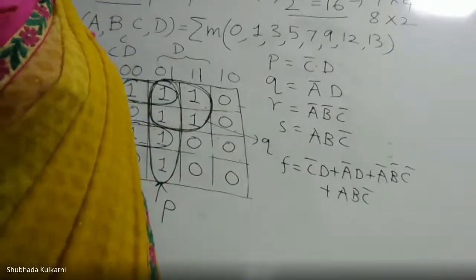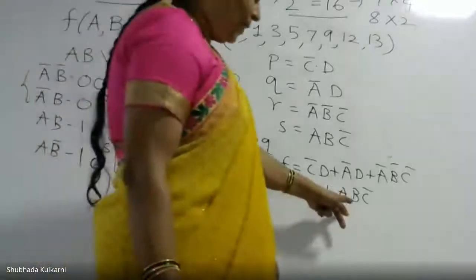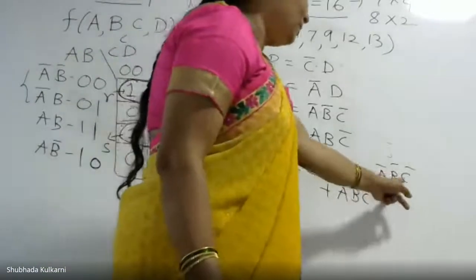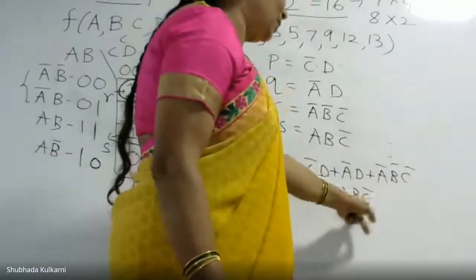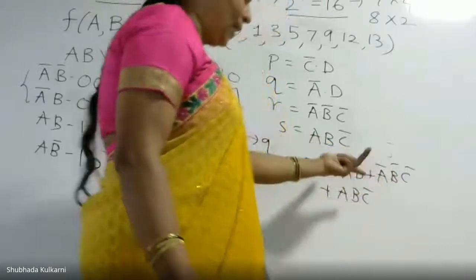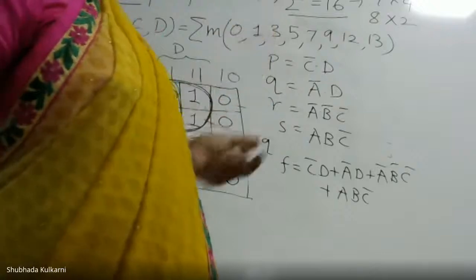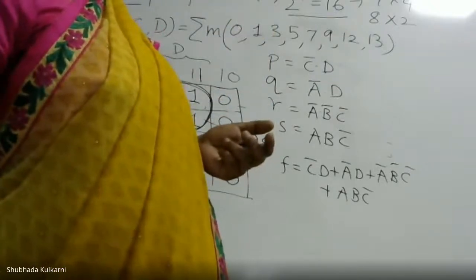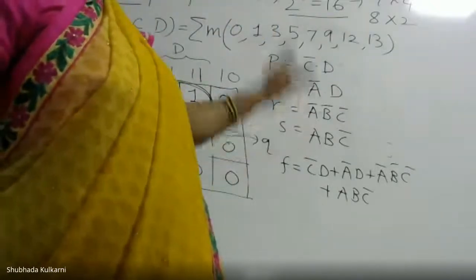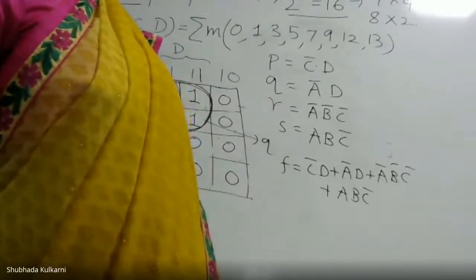If at all you find that something is common, you can simplify. Even look at this. It is A bar, B bar, C bar, and here A, B, C bar. Though C bar is common, inside you cannot simplify. Only you can get a NOR expression or XOR expression, etc., which is of no use. This is the minimum solution we get through the K-map.